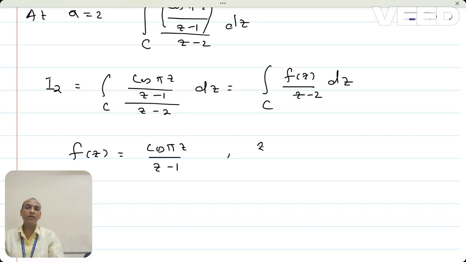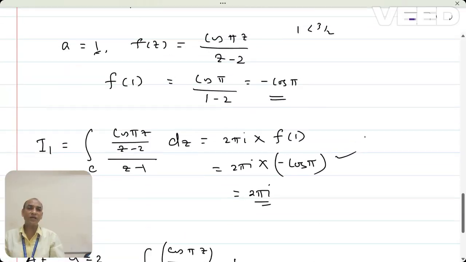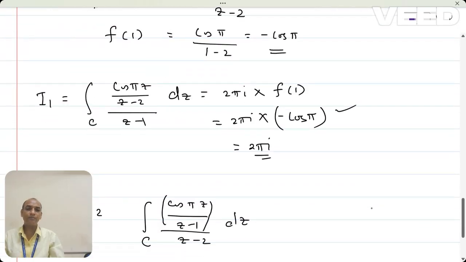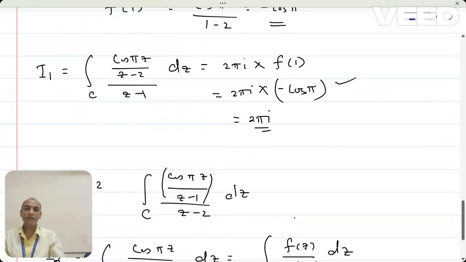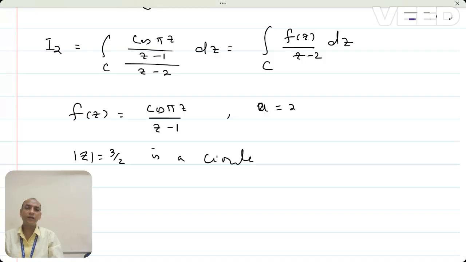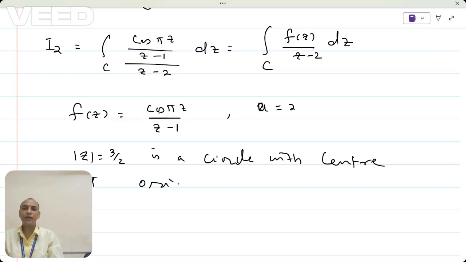And what is my a? My a will be 2. Whether a equal to 2 is lying inside the circle or outside the circle, we will see. So 3 by 2. Right, our circle is mod z equal to 3 by 2, a circle with center at origin and radius 3 by 2.